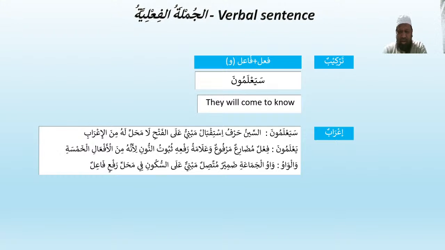And what is the fa'il? والواو واو الجماعة ضمير متصل مبني على السكون في محل رفع فاعل. Over here we have no other slots, so we don't do them.